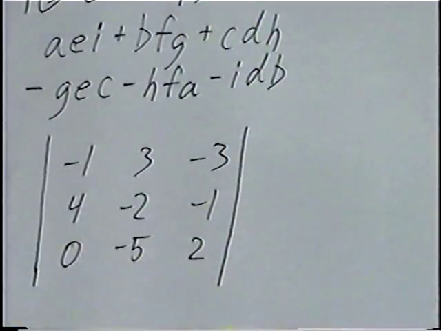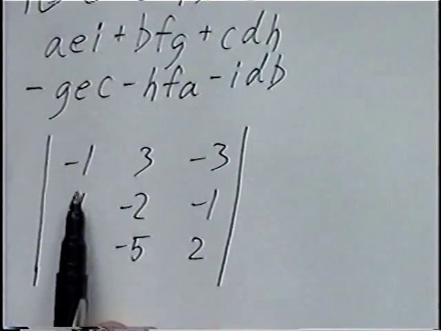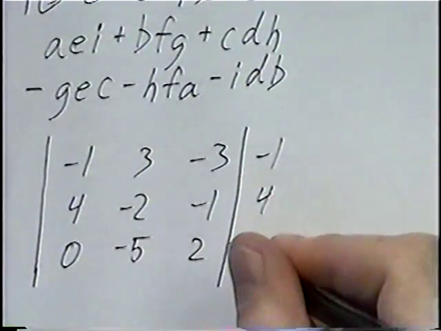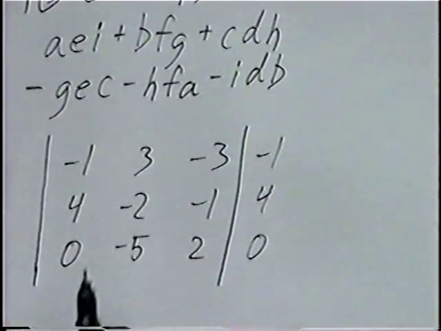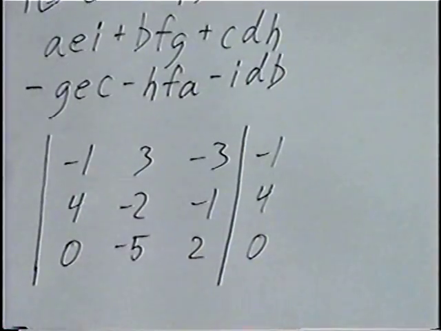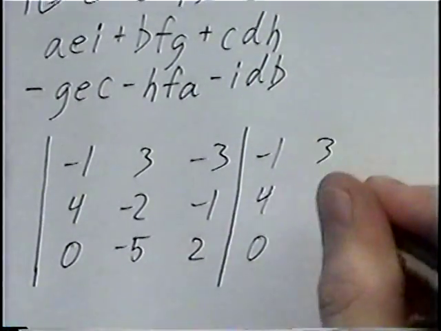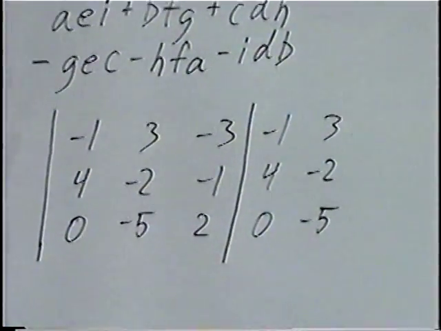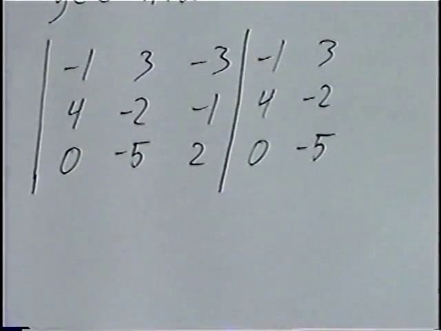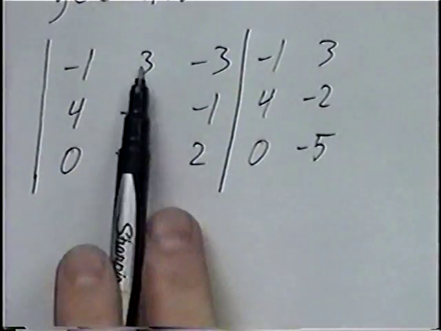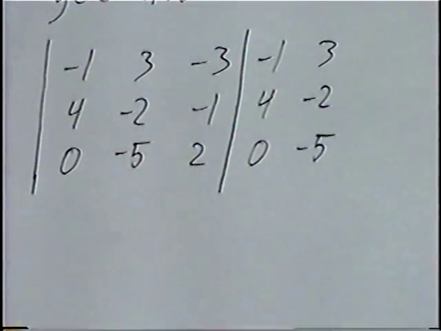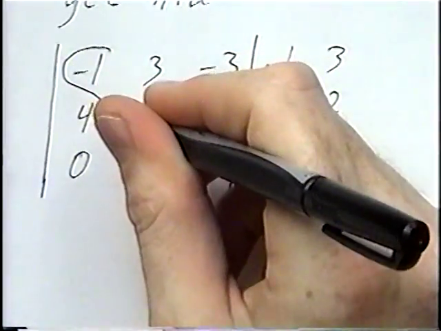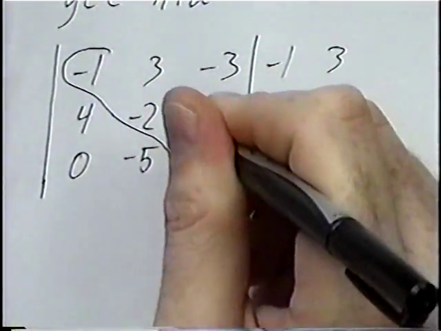To find the determinant again, we'll take the first column, -1, 4, and 0, and copy that outside the matrix. And also the second column, 3, -2, -5, we'll copy that outside the matrix. Once we have that done, we can go through and circle our diagonals, multiply the numbers, and find the determinant. The first diagonal, -1, -2, and 2.